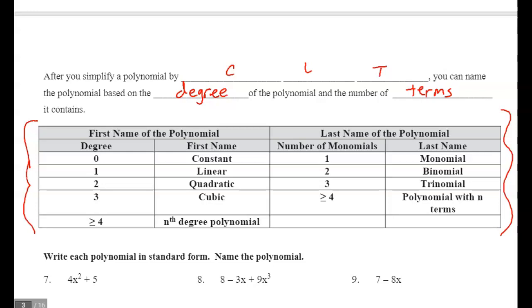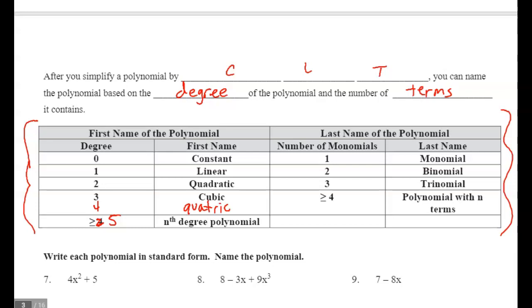it starts with constant, so that would be a number. Linear would have a degree of 1. Quadratic, degree of 2. Cubic, 3. There's actually a 4th degree one, which we call quartic. And then anything bigger than that is called a 5th degree, a 6th degree polynomial.